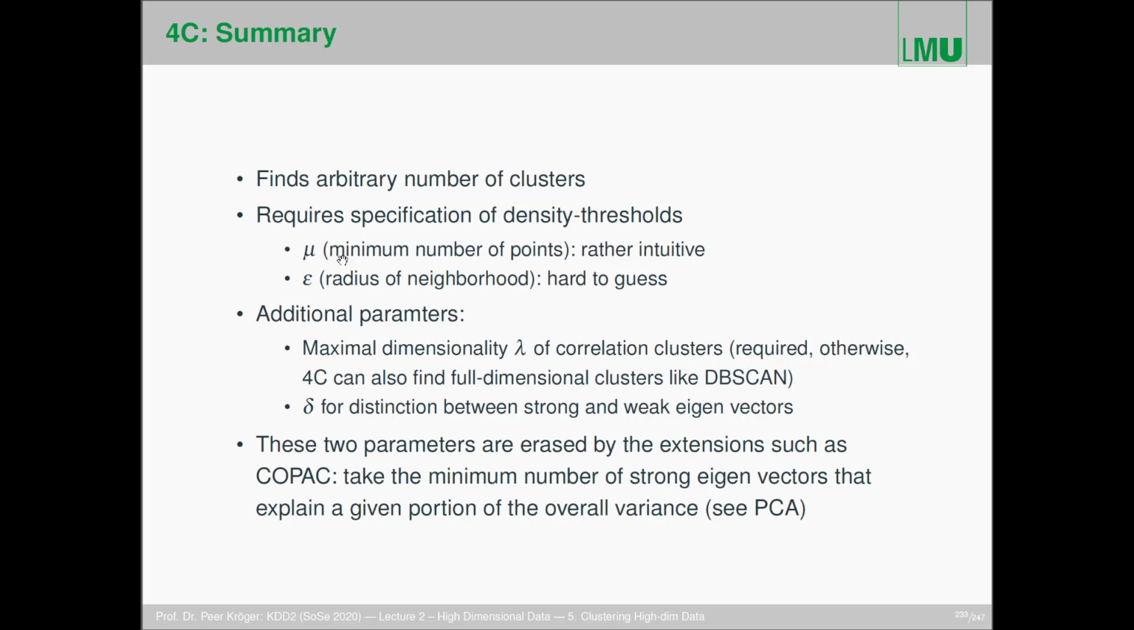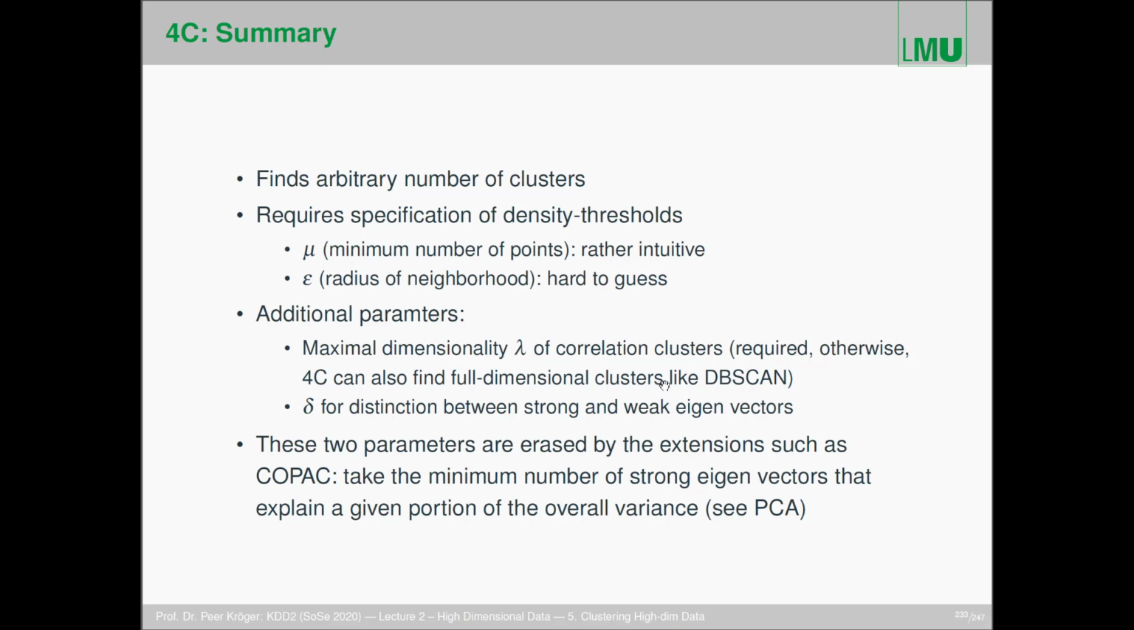So minPts now reads mu here in 4C, but don't get confused. That's the minPts parameter of DBSCAN, the minimum number of points, and the radius of the epsilon neighborhood. So the epsilon is the radius of the neighborhood. And we need two additional parameters, the maximal dimensionality lambda of the correlation clusters. This is unfortunately required because otherwise 4C also tends again, like ORCLUS before, to find full dimensional clusters, and that's no distinction to DBSCAN.